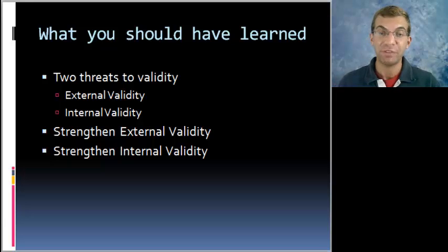So this sums up the first two forms of validity. We talked about external validity, internal validity, and how to strengthen them. We strengthen internal validity with our argument and by making sure that it is logically coherent. And we strengthen external validity through our case study selection.